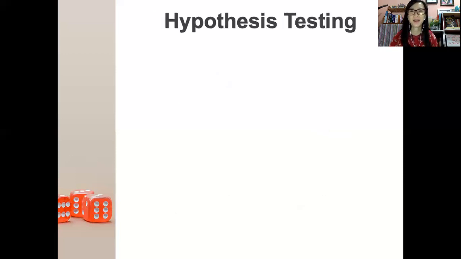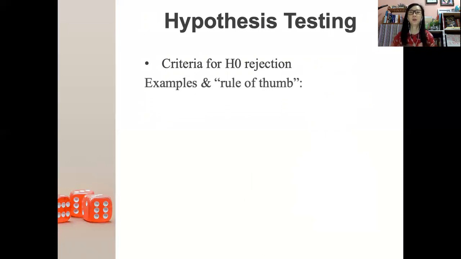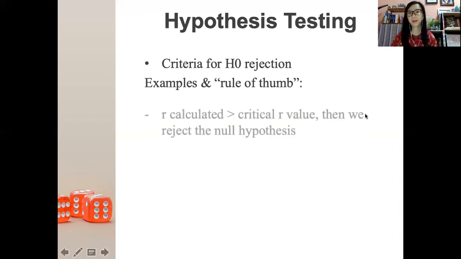Okay, so hypothesis testing. Just like what I mentioned earlier, we would like to reject our nil hypothesis and accept our alternative hypothesis, though it might not always be the case, but we would like that to happen. For each hypothesis formulation, we have what we call hypothesis testing, and we set the criteria to reject the nil hypothesis, the H0. Some examples and rules of thumb are these.